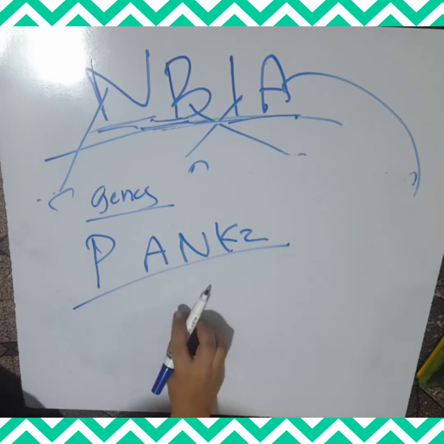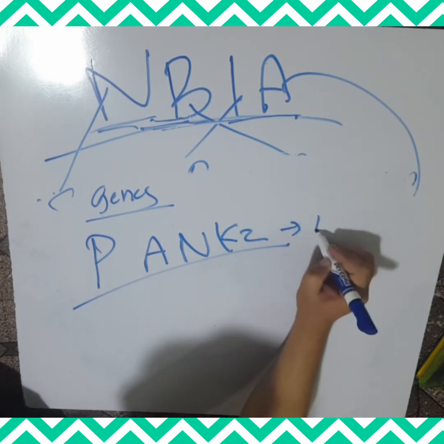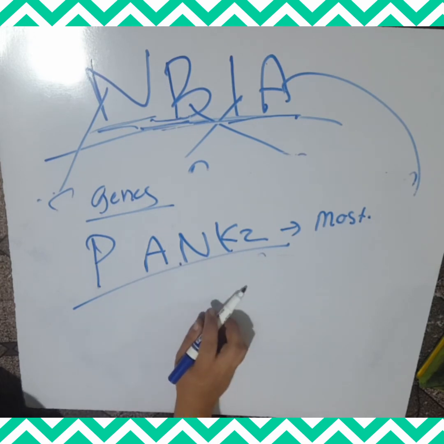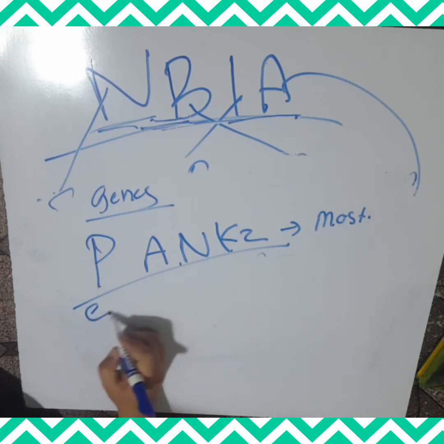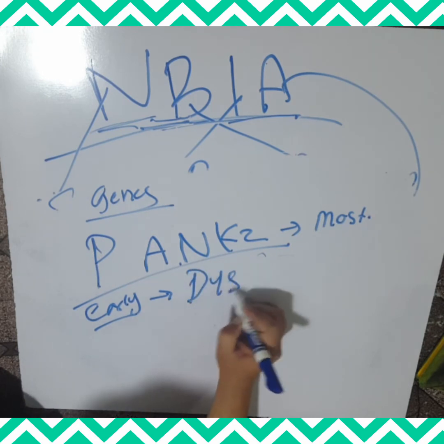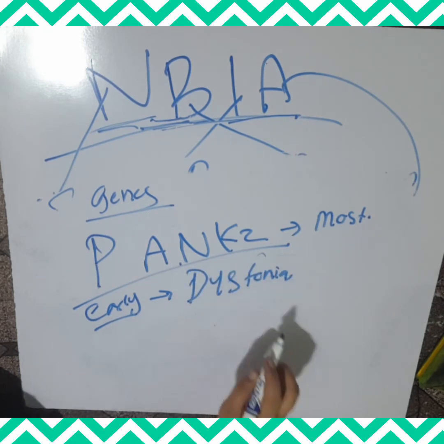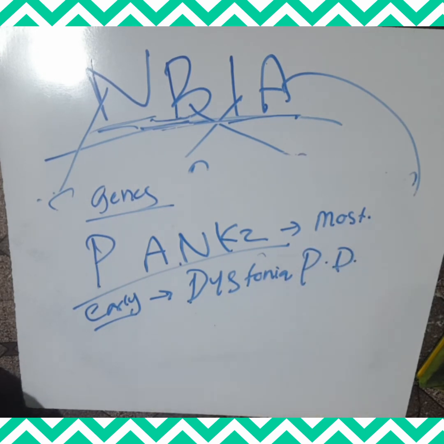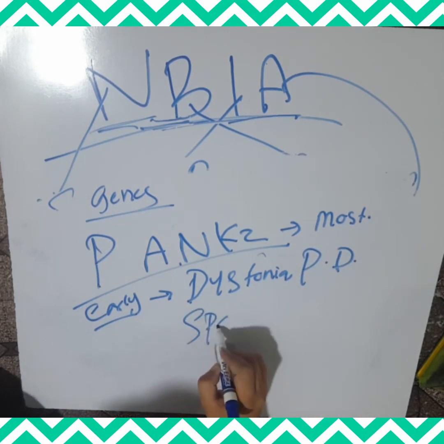PANK2 is the most common gene involved. When the disease occurs in early childhood, there will be dystonia, Parkinson disease, and spasticity.